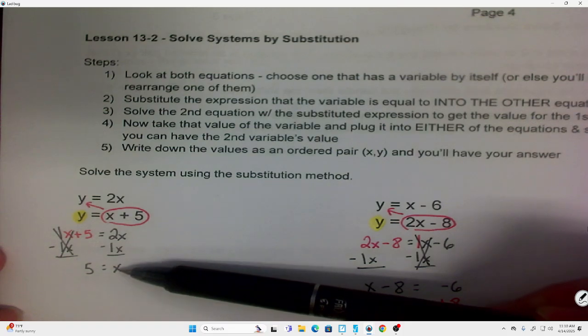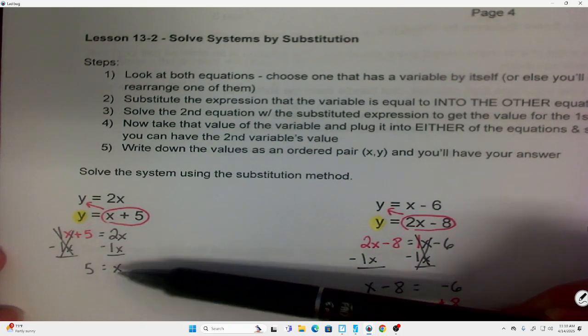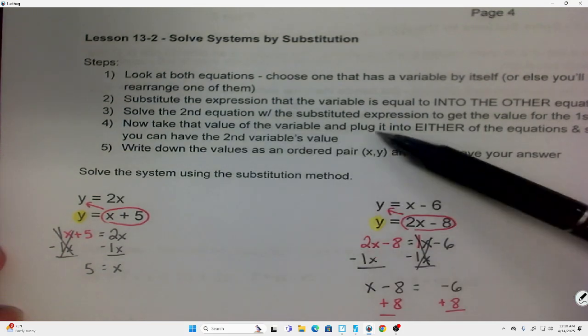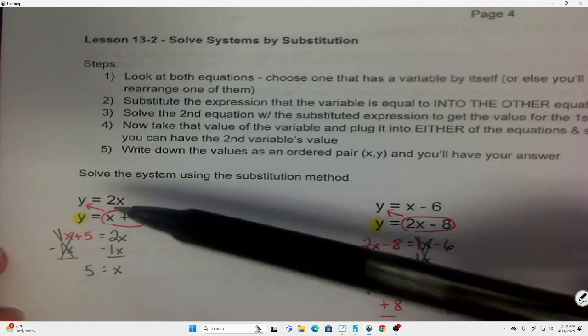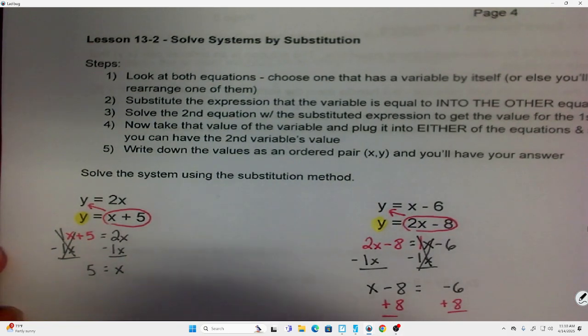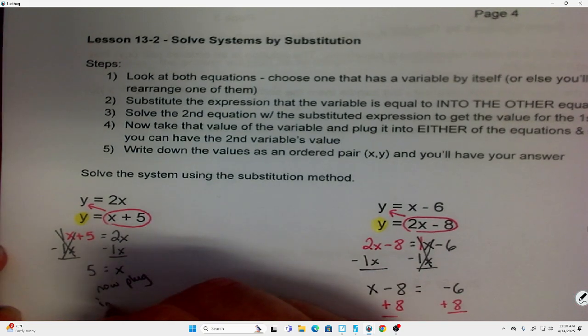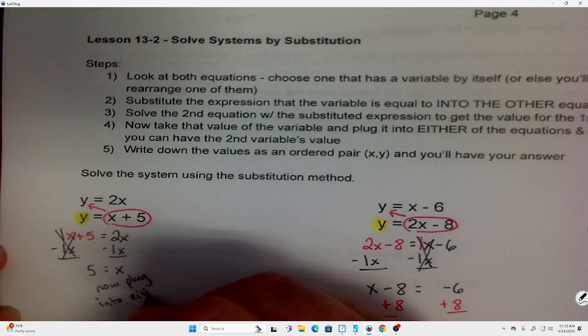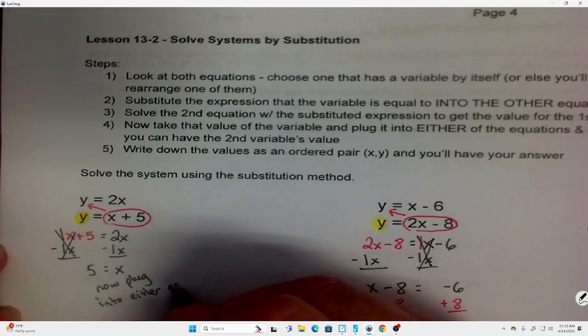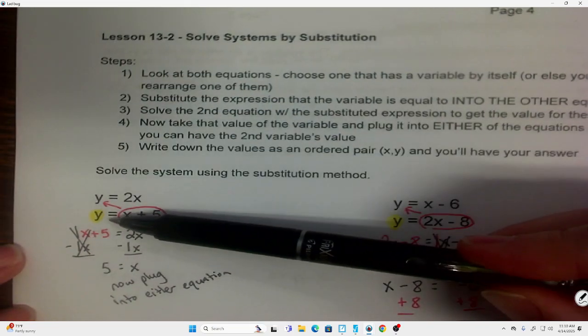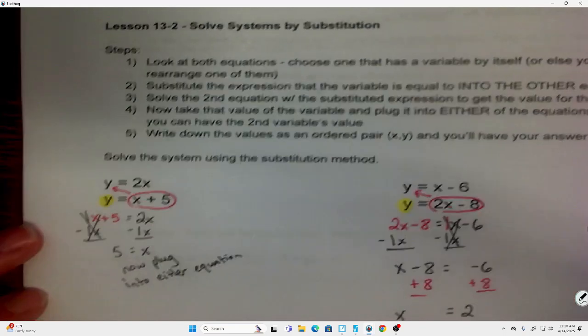How do we find the second letter? Well, it's step 4. Take the value that you found, the very first number, and plug it into either one of the equations. So let's just make a note here: now plug into either equation. What's the easiest one? Well, in this case, I think y equals x plus 5 is the easiest one.